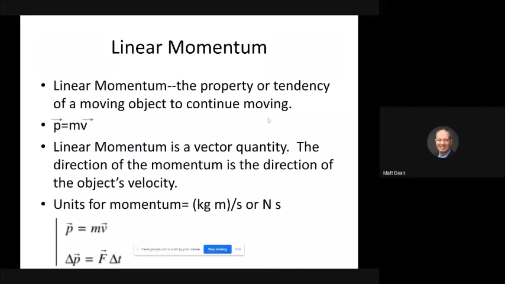Momentum. We're going to mostly be talking about linear momentum today. So hopefully you already know it's the property or tendency of a moving object to keep moving. Momentum is a vector quantity. That's the symbol we usually use for momentum, and it's equal to an object's mass times its velocity.